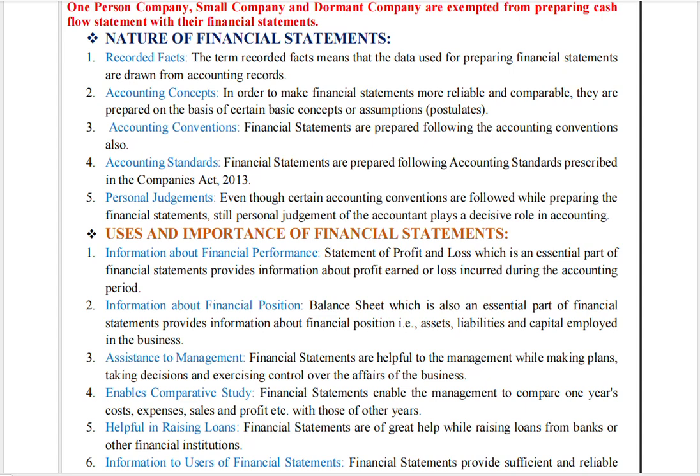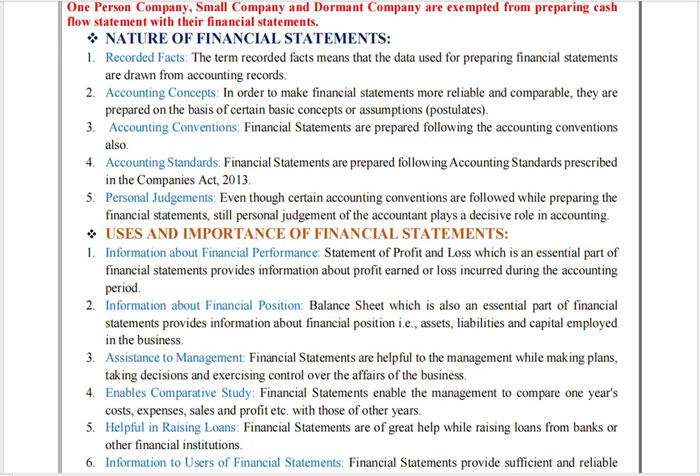So the financial statements are basically based on what? Accounting concepts and accounting conventions. Now the point number 4, accounting standards. Yes, while preparing the financial statement, accounting standards are followed. Personal judgment: even though certain accounting conventions are followed while preparing the statements, still at some point, personal judgments also play a decisive role in accounting.